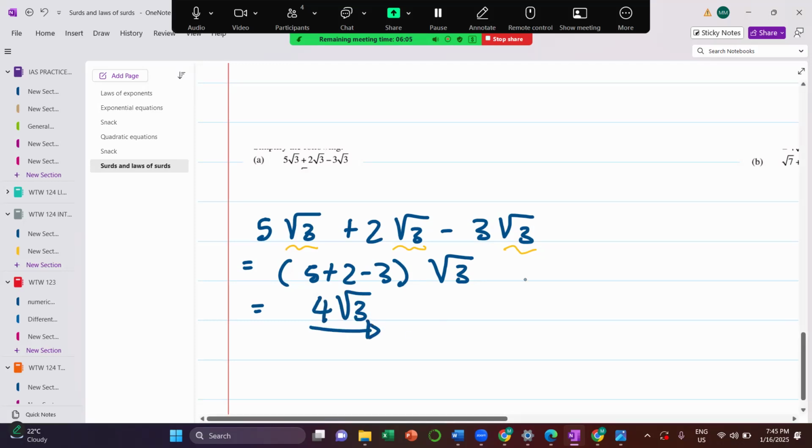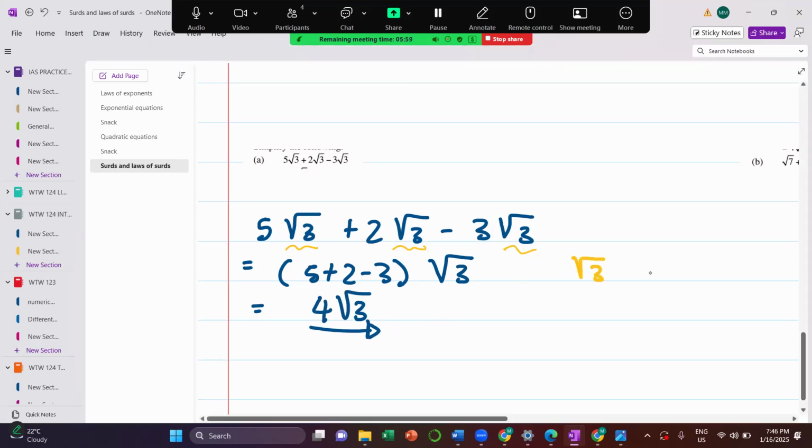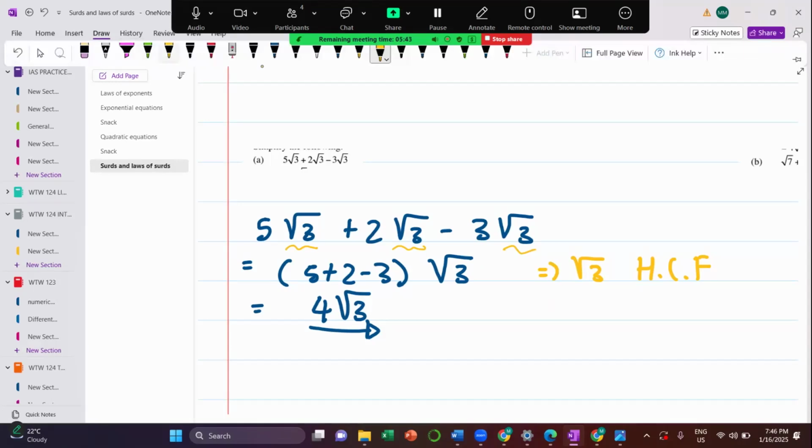Yes. So here, you can think of it as, we took out the square root of 3 as a highest common factor. That's what we did. Are you guys okay? Yes, sir. Okay, so now let us continue.